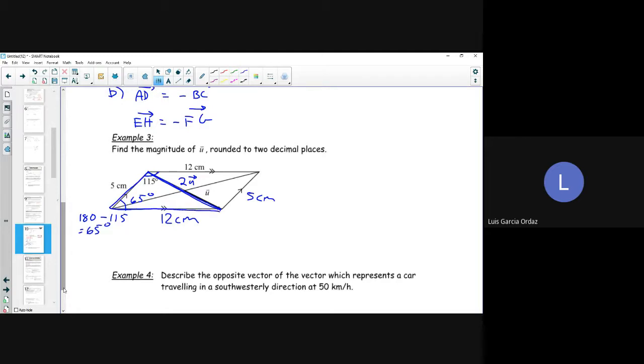how am I able to solve for vector u, or what the magnitude of it is? What law am I able to use? I have a side here, and I have my angle, which is 65. So what law can I use where I have 2 sides and a contained angle? What law is that going to be? Anyone?